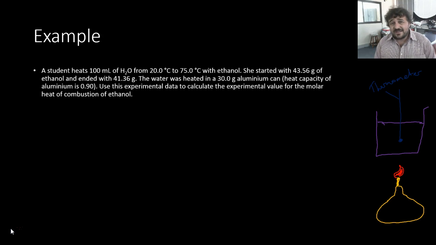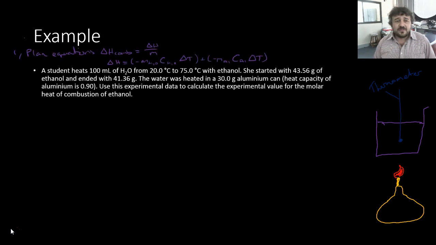Now the water was heated in a 30-gram aluminium can, and it has a heat capacity. Aluminium has a heat capacity of 0.90. You can add an extra zero on that. We use the experimental data here to calculate the experimental value for the molar heat of combustion.